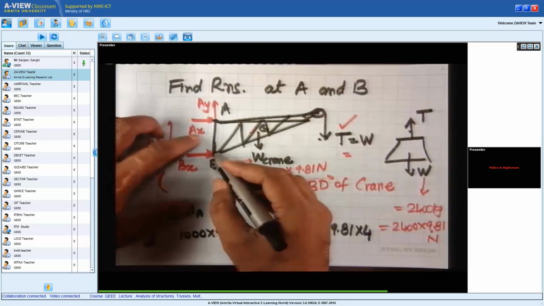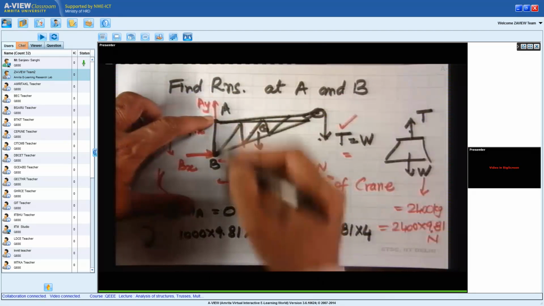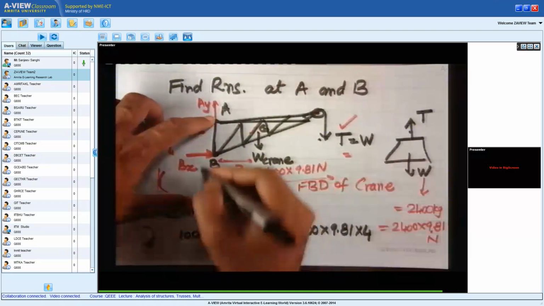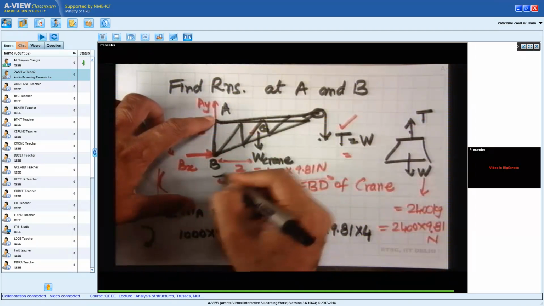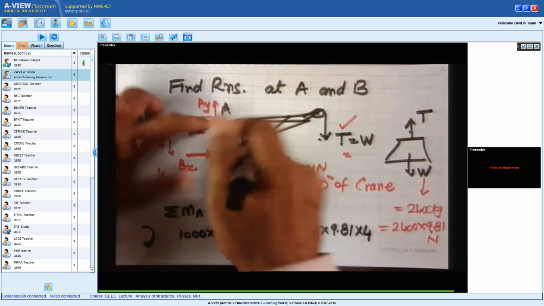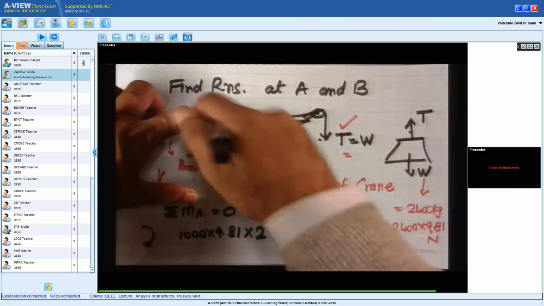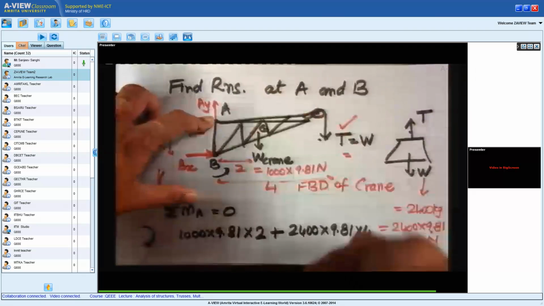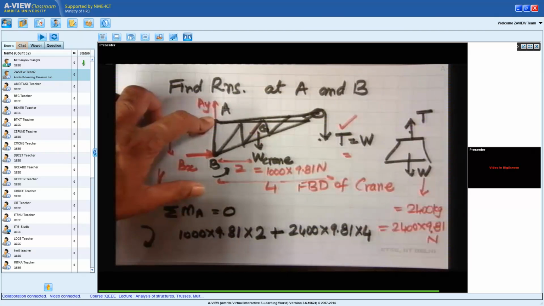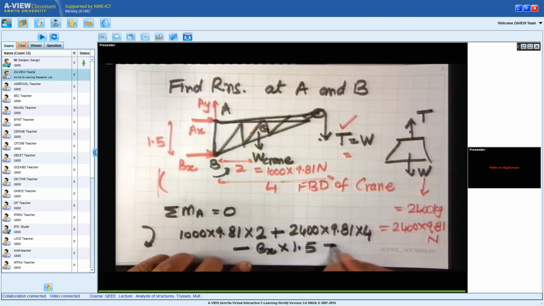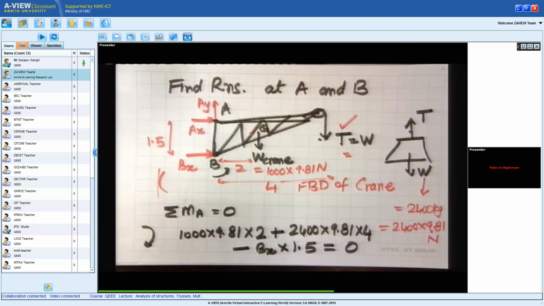Now what about the moments due to B? I go from A to B. That means I'm going down. And Bx is shown like this. So when I take R cross F, going from A to B is in this direction. When I take a cross product with B, I'm turning my fingers in an anti-clockwise direction. So I will get minus Bx multiplied by 1.5 is equal to 0. Is this point clear to everyone?